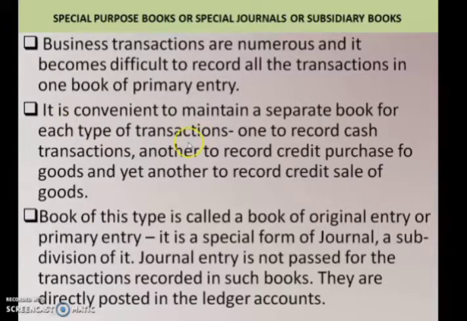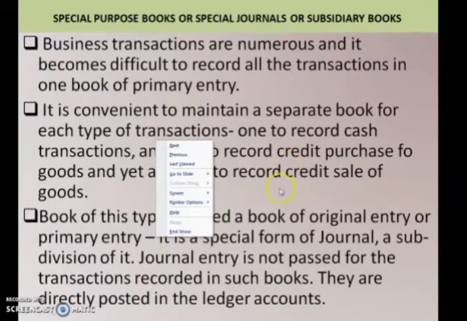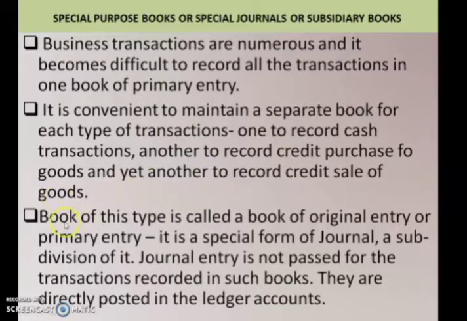What do you mean by each type of transaction? One book to record cash transactions, another to record credit purchases, and yet another to record credit sales. So for each category of transaction, we can maintain a separate book, and it becomes easy for us to record the transactions. A book of this type is called a book of original entry or primary entry. It is a special form of journal, so we can call this book a special type of journal. It is also known as a subdivision of the journal.